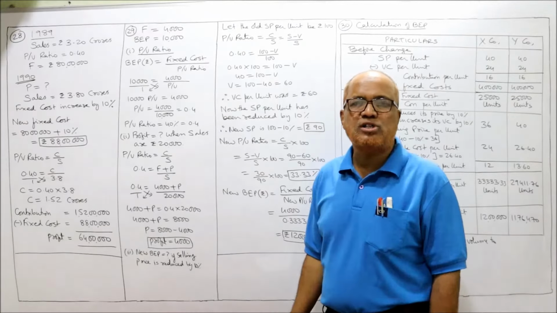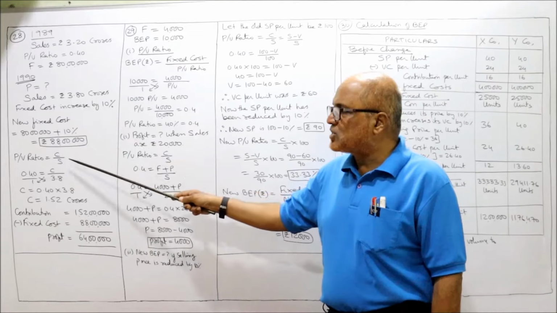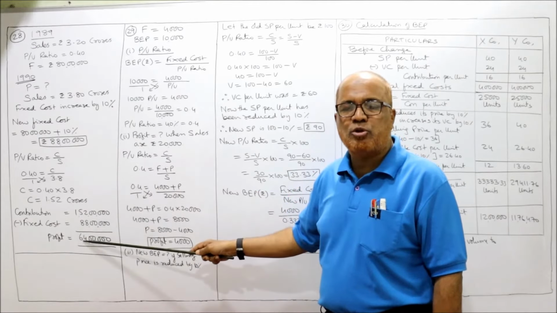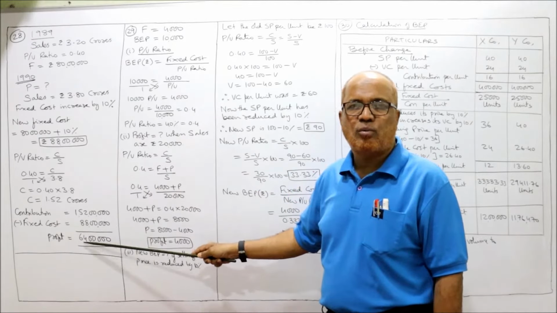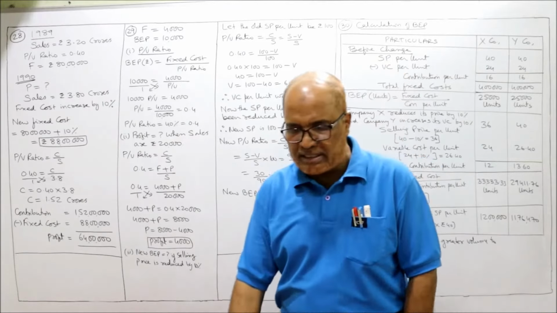That's what it is asking. What is the profit in 1990? So you have to remember, first we calculate the contribution. From contribution, deduct the fixed cost. We'll get the profit. That's it. This is the end of problem number 28.